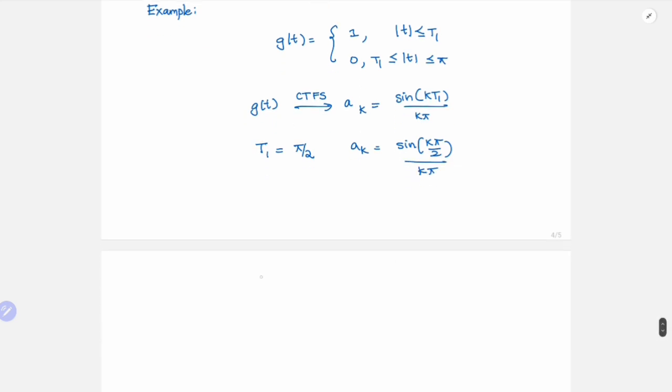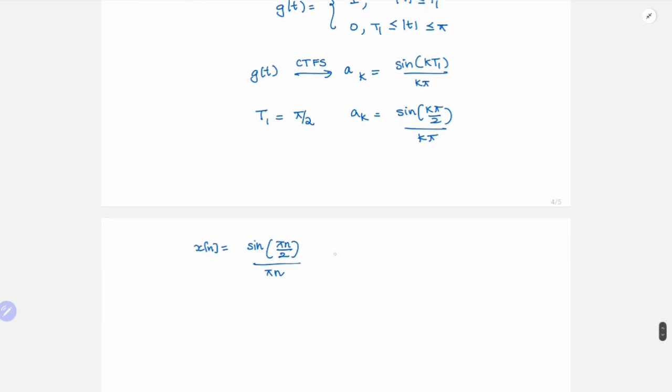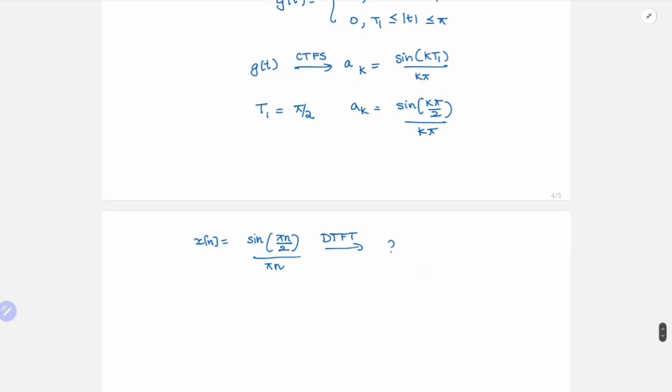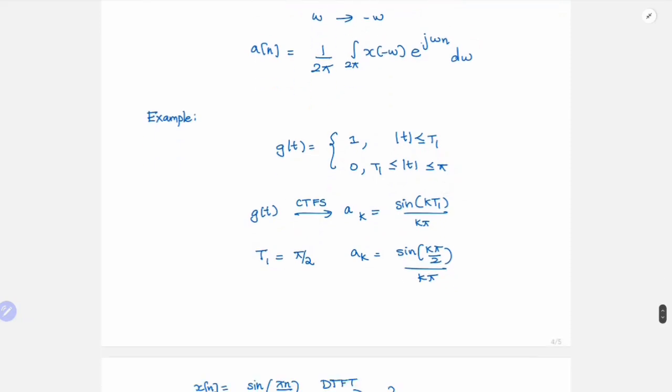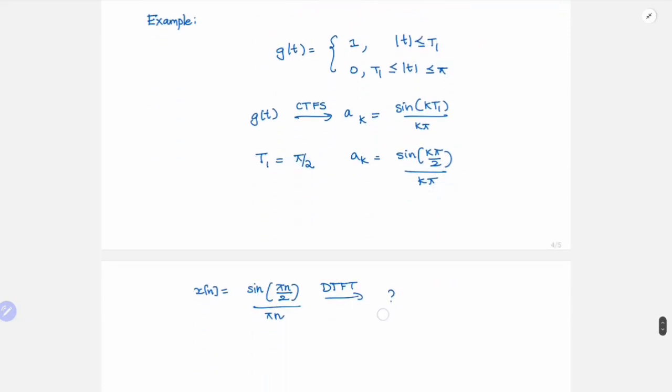Suppose now I want to find the discrete time Fourier transform of this signal, x of n equal to sine pi n by 2 by pi n. If you straight away try to solve this, you may face some difficulty. But since I have this duality relationship and since I already know this, I can easily find it.